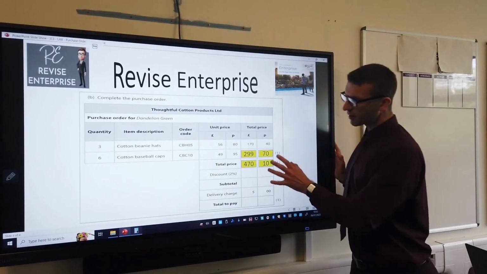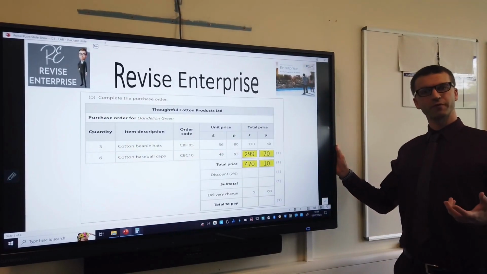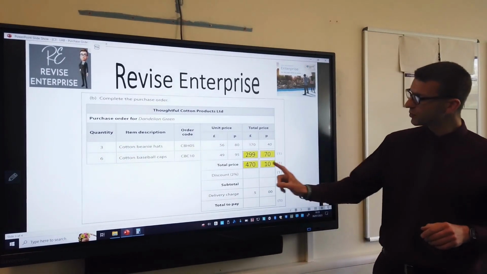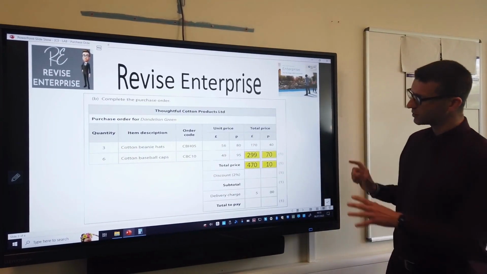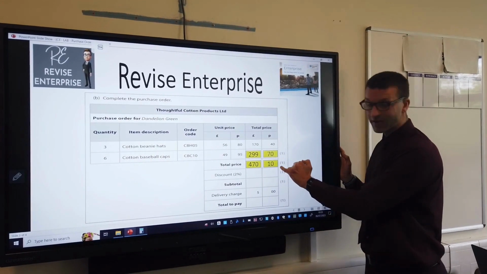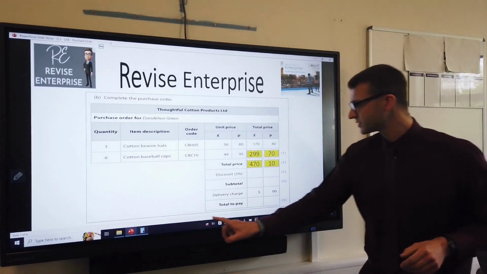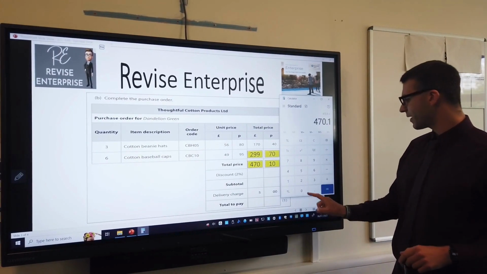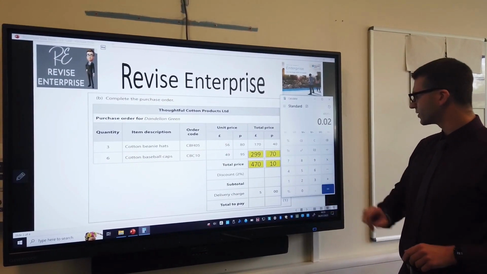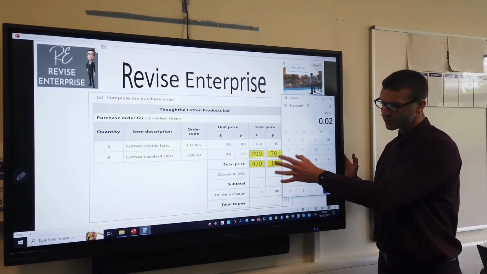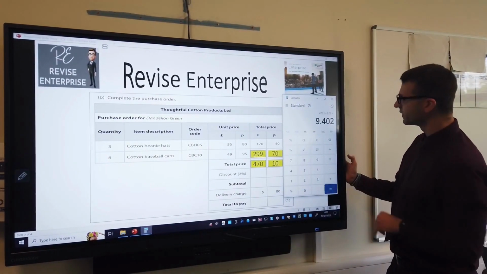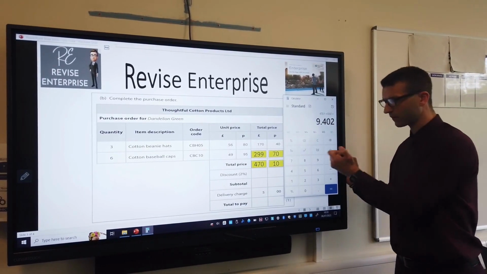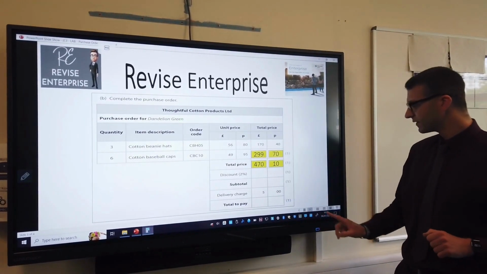Now, we've got some discount applied here. Sometimes when you buy in bulk from a supplier, you might get discount. In this case, we have, which is great. So we've got a 2% discount applied. So we need to find 2% of £470.10. Now, one easy way to do that, if you grab your calculator again, is to multiply it by 0.02 on your calculator. You multiply it by 0.02, it'll find 2%, which is to 2 decimal places, £9.40. Okay? So we worked out our discount.